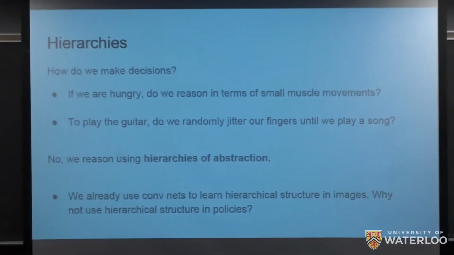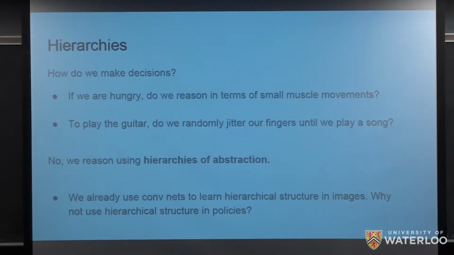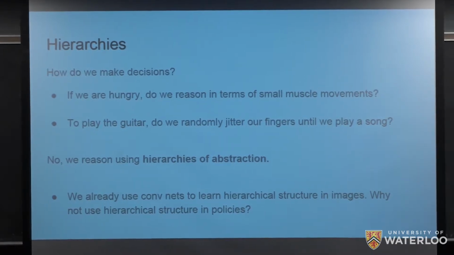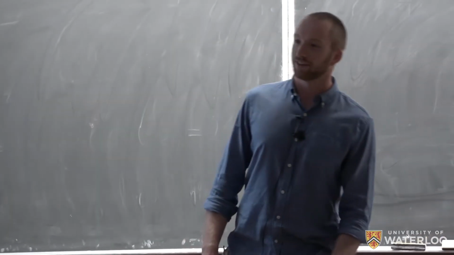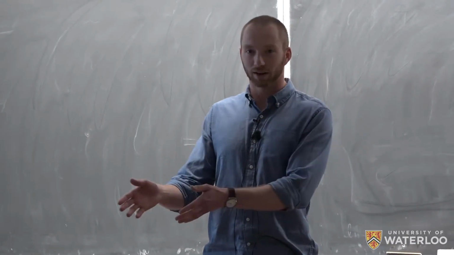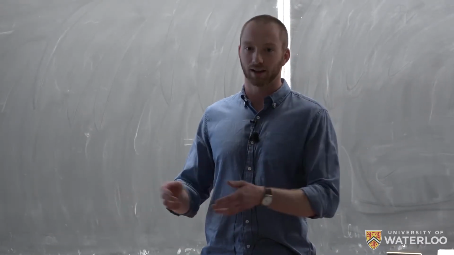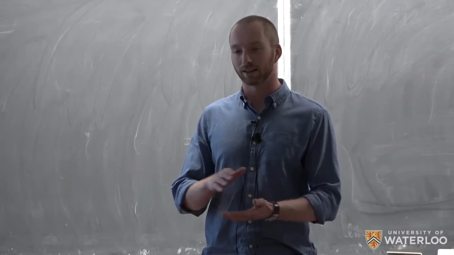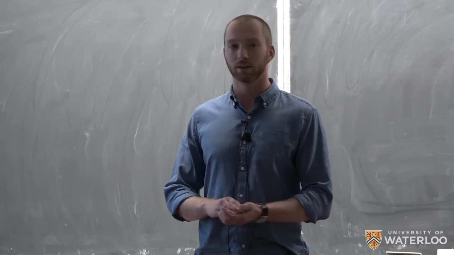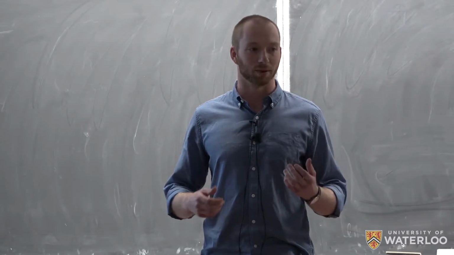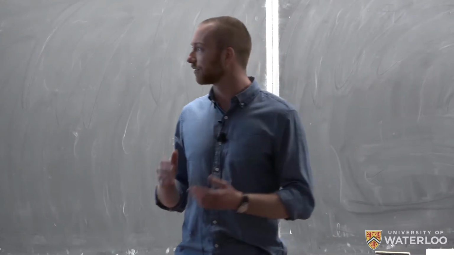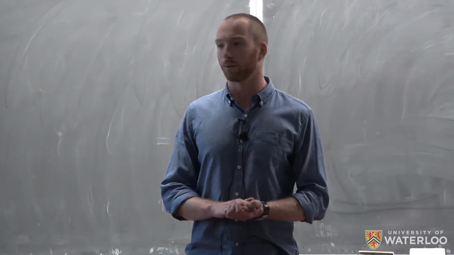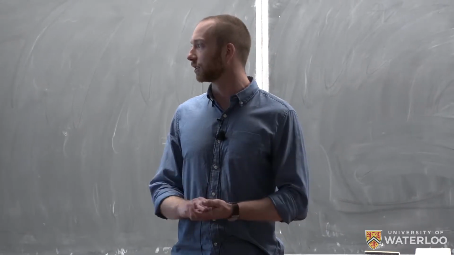So if we think about the way people make decisions, say, if we're hungry, what do we want to do? Do we think about, oh, I need to move my leg 2 centimeters this way and then activate this muscle slightly? No, we think, I want to go to the fridge or I want to go to a restaurant. How do I do that? I get up and I walk. We don't think at this fine-grained level all the time. Or the same way if we're learning something. If we want to play an instrument, we don't randomly move our fingers until it happens that we play a good song. We have different levels of abstraction for how we think about these decisions.